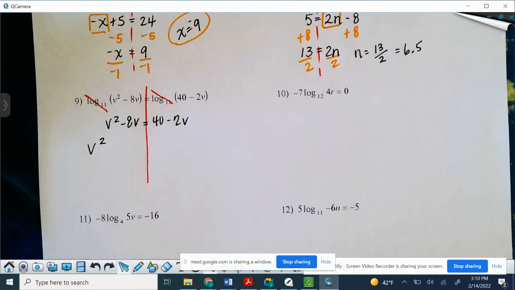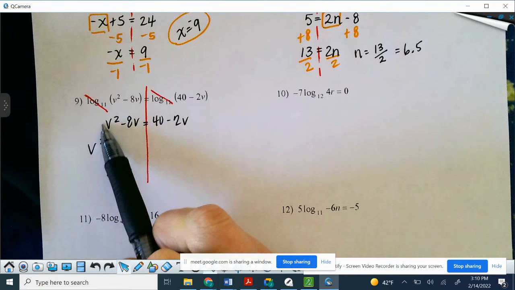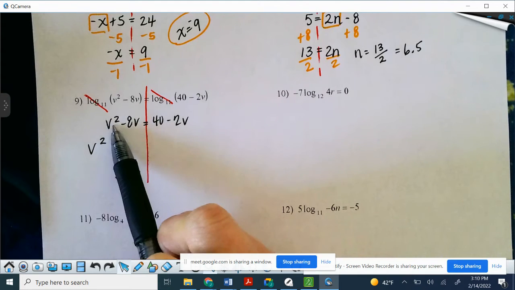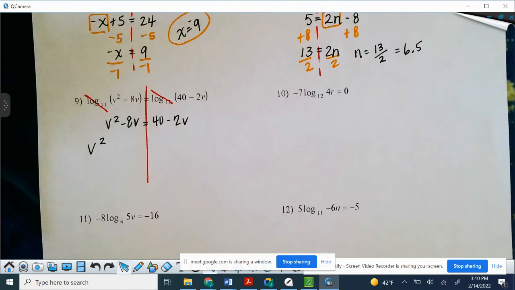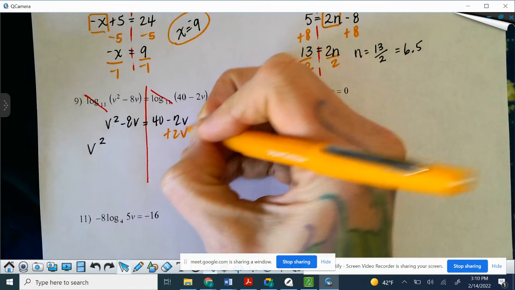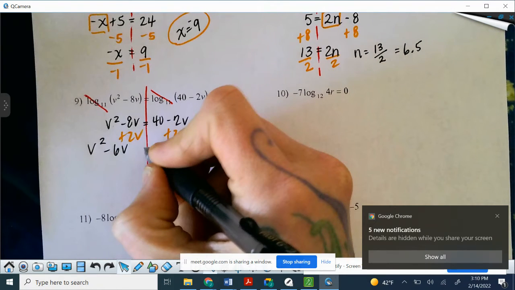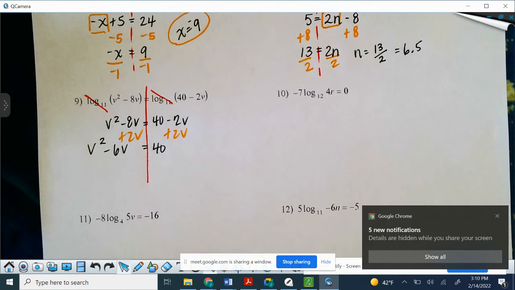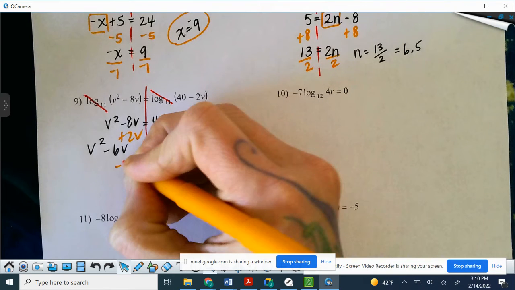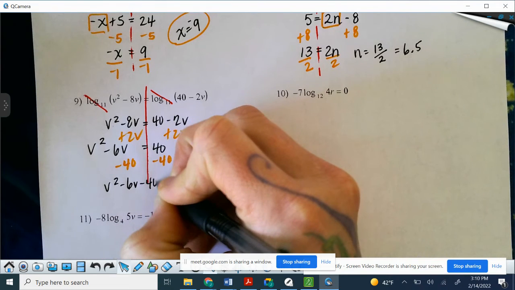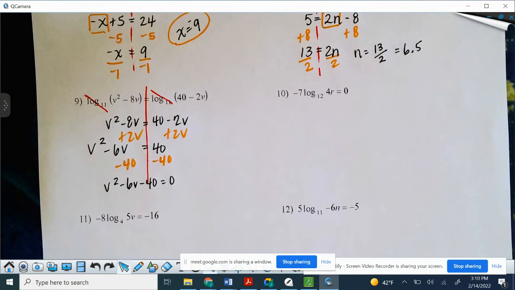When you start switching things around, you'll have to factor out GCFs and all kind of wild stuff. So the goal is for your ax squared, so x squared, to have a 1 in the front and be positive. So I'm going to move the 2v this way. So I'm going to add 2v, negative 6v equals 40. And we're going to subtract 40 from both sides, because we're trying to get it equal to 0 to get that quadratic in standard form. And then now we can factor it to be able to solve it.